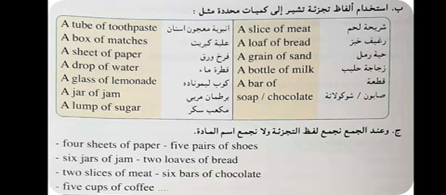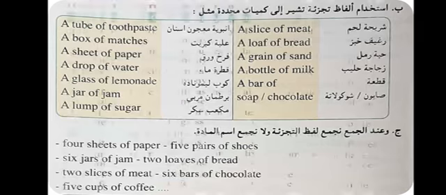When you say a jar of jam, it's a singular noun. If you want to make it plural, you say jars of jam. You can make them plural by adding numbers and making the partitive plural, like 4 sheets of paper are, 5 pairs of shoes are, 6 jars of jam are, 2 loaves of bread are, 2 slices of meat are, 6 bars of chocolate are, 5 cups of coffee are.